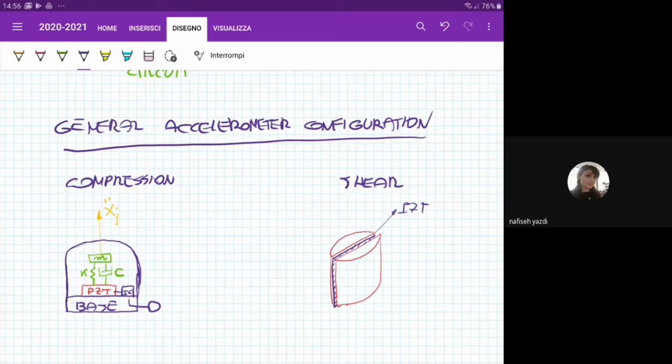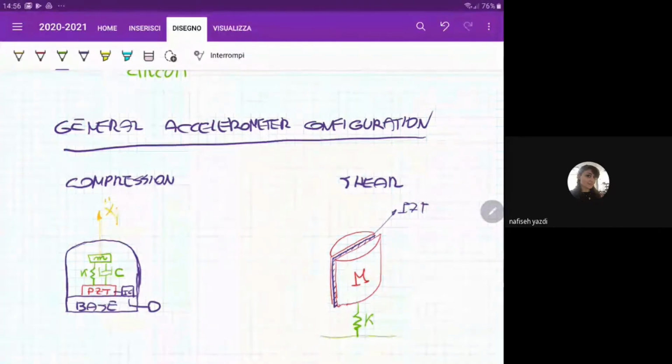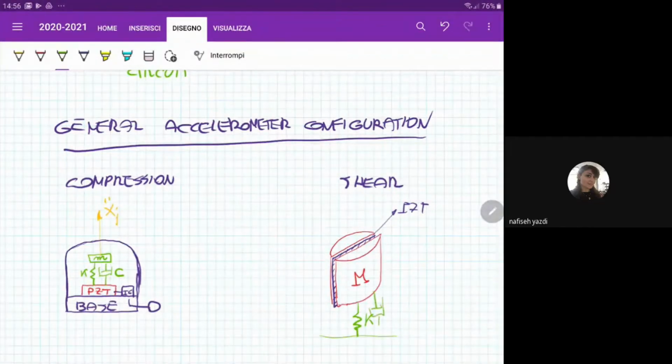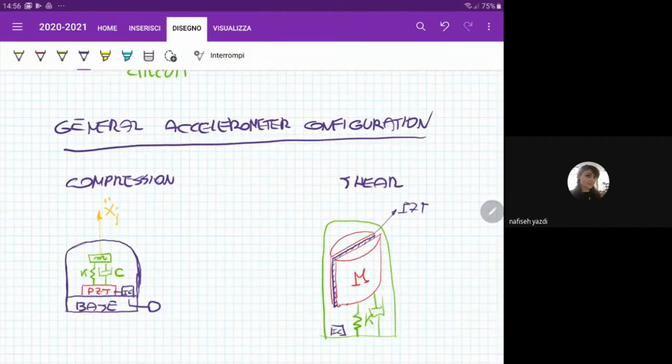And this mass is here, and everything is connected to the ground through a stiffness and damper like this, and everything is sealed once again. We have an integrated circuit, and everything gets out from here from the electrical point of view.